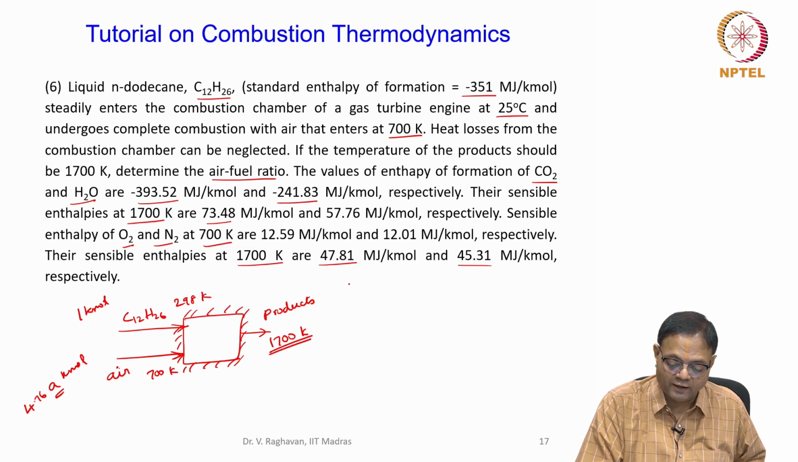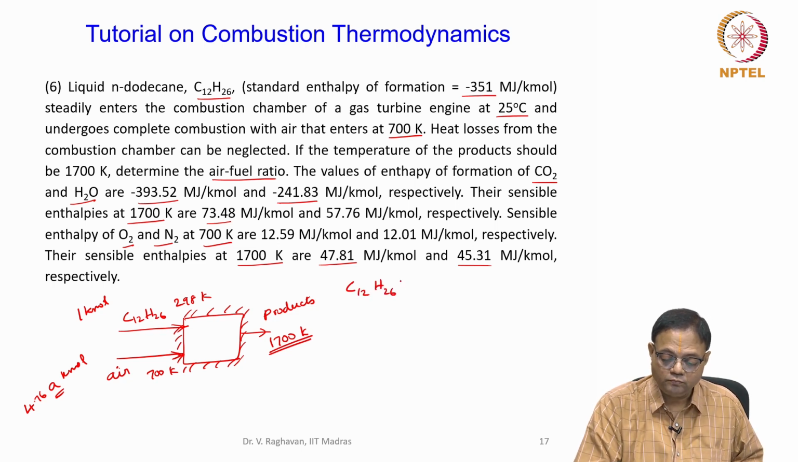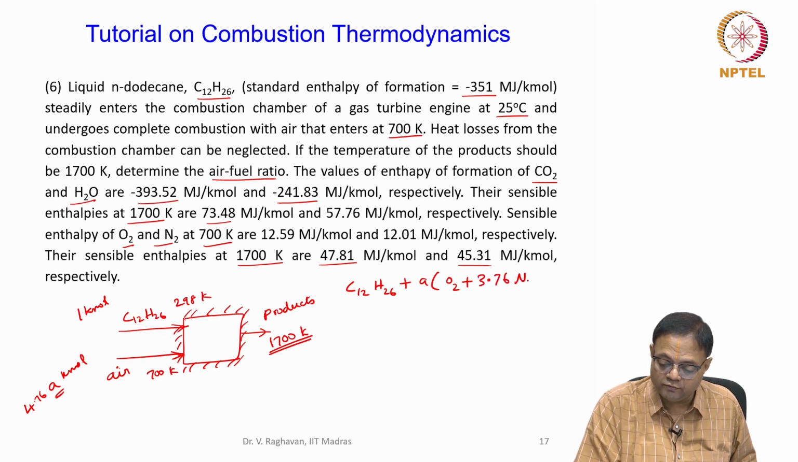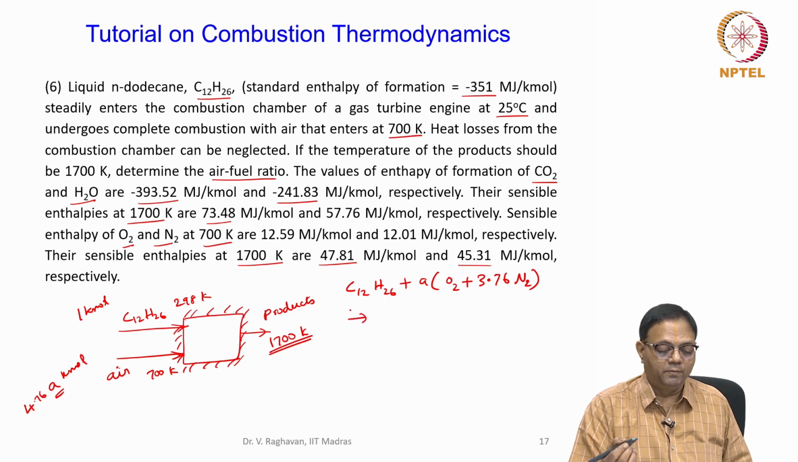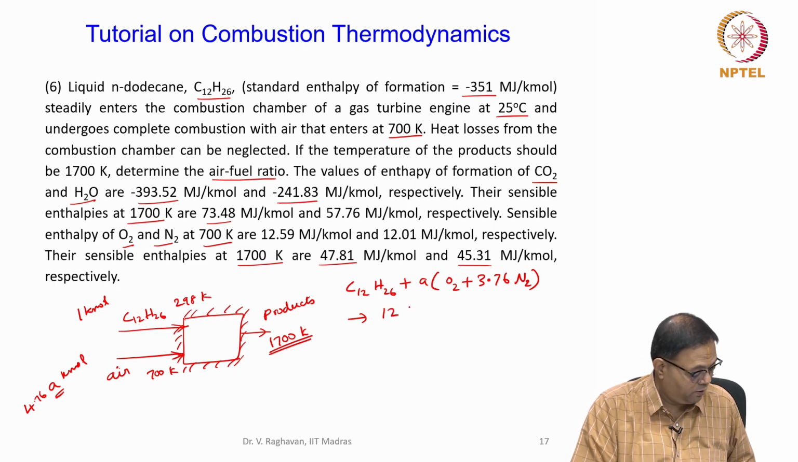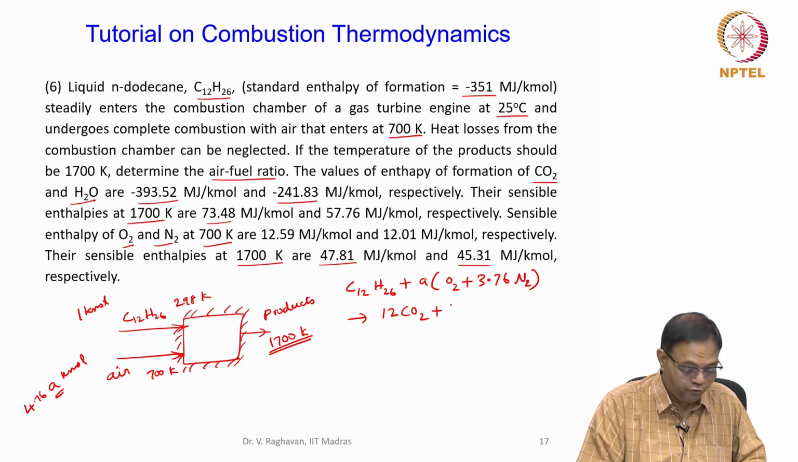So, now the reaction we will write. C12H26, 1 kilomole we have assumed. That is the convention to write it, A times O2 plus 3.76 times N2, that is the reactant side. On the products side, complete combustion is assumed here. So, we will say 12 atoms of C are there, so 12 times CO2 plus 13 times H2O.